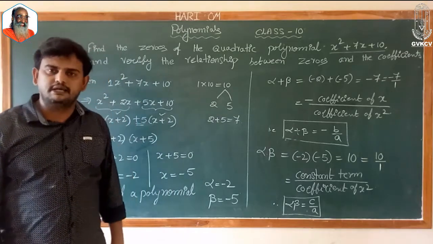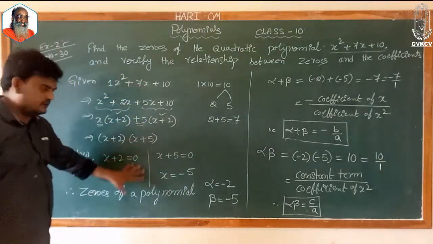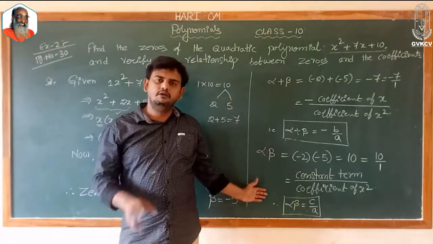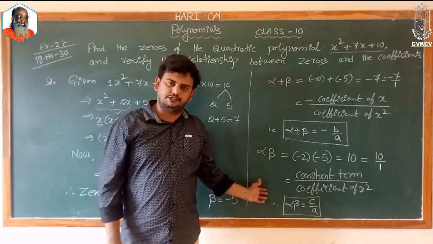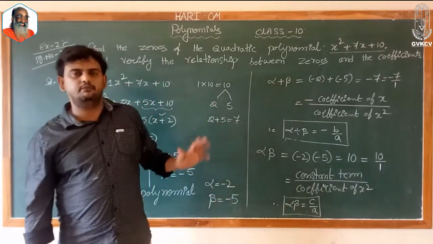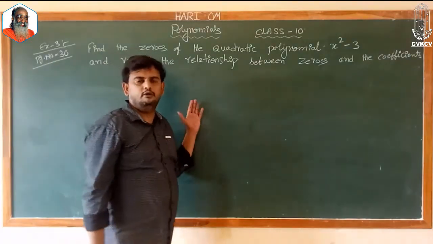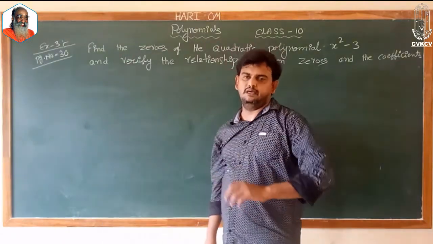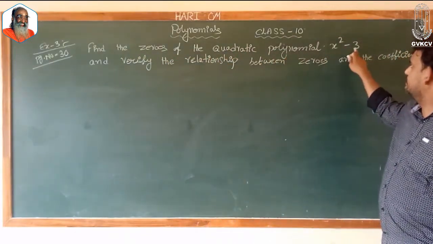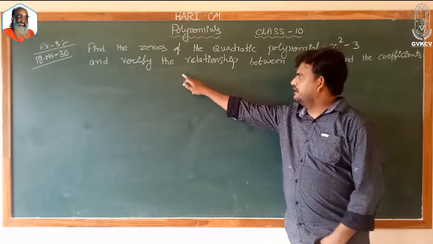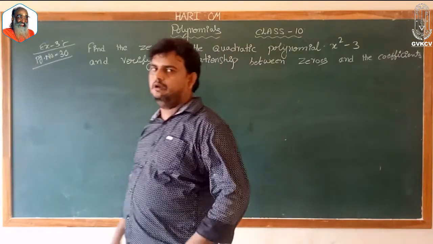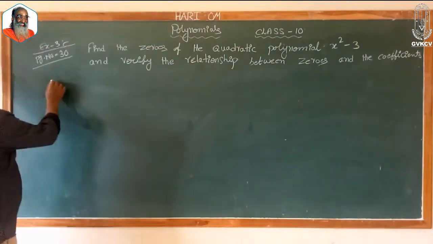So first we find the zeros of a polynomial, then we verify the relationship between the zeros and the coefficients: sum of the zeros and product of the zeros. This is about example number 2. Now we have example number 3, another similar model problem. Find the zeros of the quadratic polynomial x square minus 3 and verify the relationship between zeros and the coefficients, just like our example number 2. Now the solution.